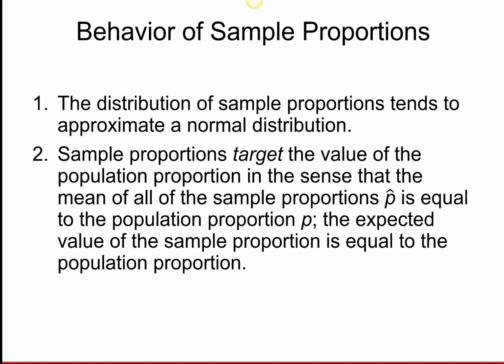So the behavior of sample proportions: the distribution of sample proportions tends to approximate a normal distribution. The sample proportions will target the value of the population proportion, in the sense that the mean of all the sample proportions will be equal to the population proportion.